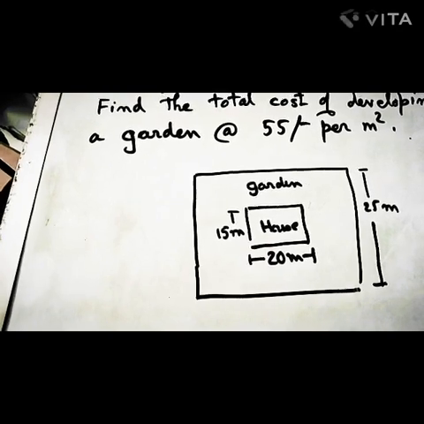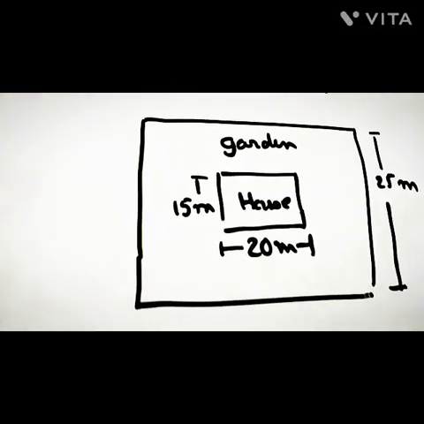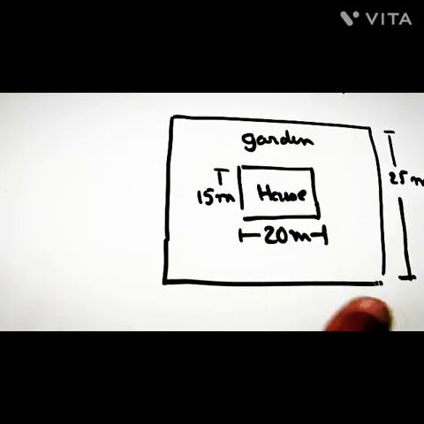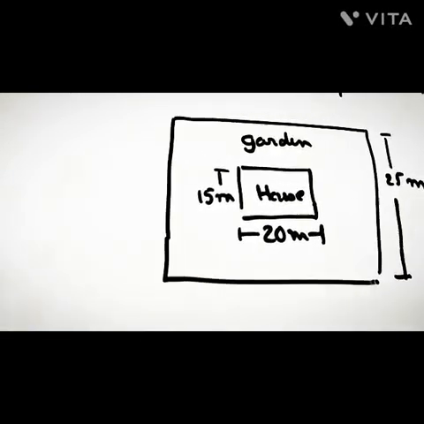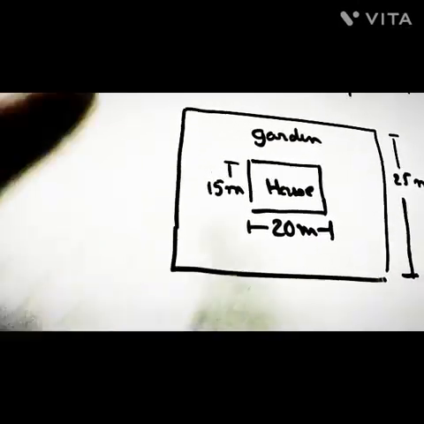Plot is having the dimensions. So it's a square plot. So square plot, all the sides are equal. So all the sides of the plot are equal. So one side is given 25 meters. So the base is also 25 meters. This side is also 25 meters.